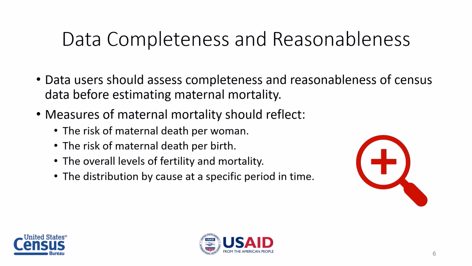For the purpose of this course, data completeness refers to the degree to which the members of a population and household deaths and births are reported in a census. Data reasonableness refers to how close the age and sex distribution of observed counts is to the expected distribution of people, deaths, and births reported in a census.